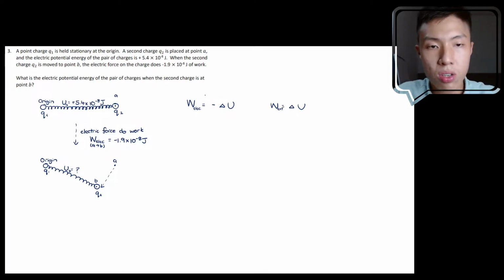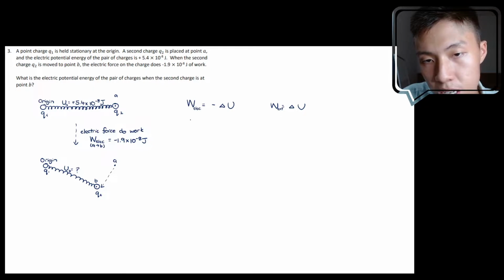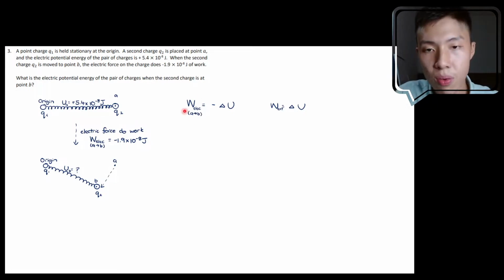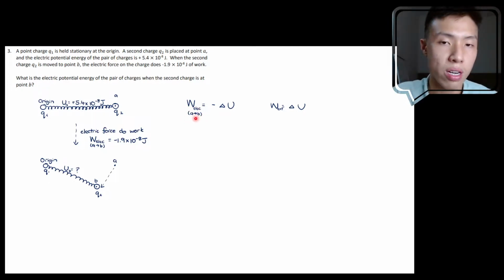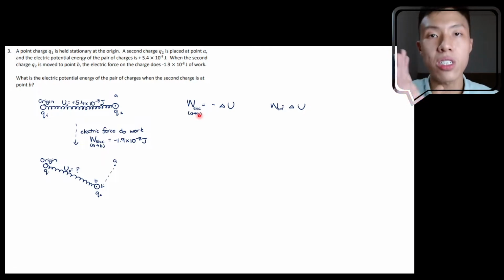So let's continue. We are going to use work done by electric force here because that is the electric force doing the work. Let's further expand this equation by writing down that it's from A to B. When I write work done, I will write what does the work and from what position to what position. I state these two things clearly first before I do any calculation, because it allows me to minimize my mistakes.